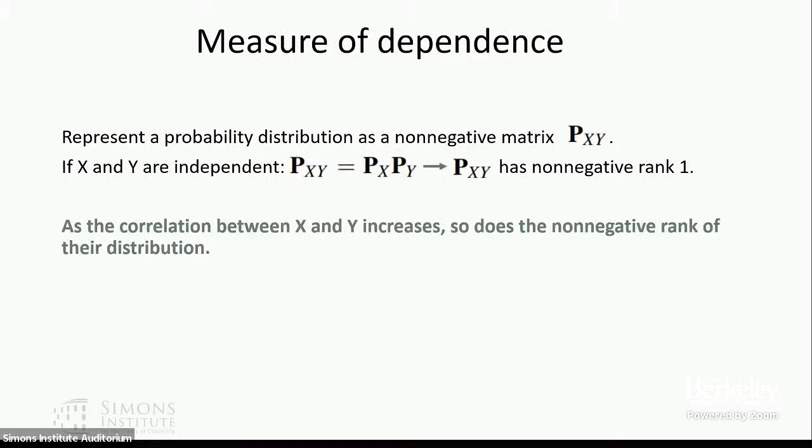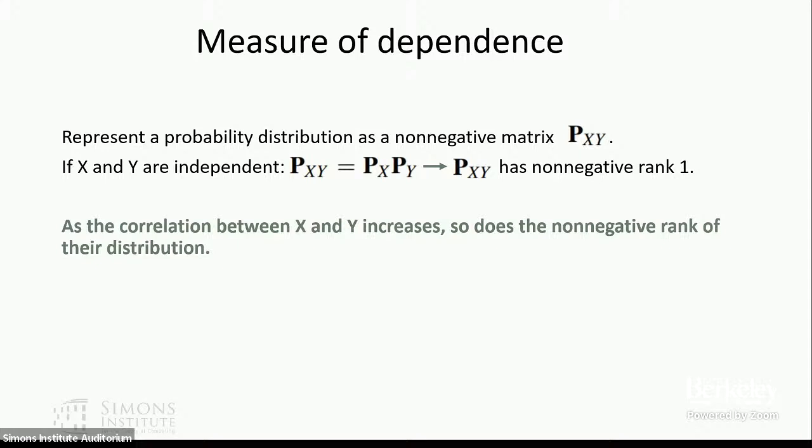Now, why is it interesting? Because it can be interpreted as a measure of dependence. It's a trivial observation that we can represent the probability distribution as a non-negative matrix, right? And if it's a probability distribution over X and Y, and X and Y are independent, then of course you'll have this factorization. In this case, the non-negative rank of this matrix is equal to 1. But as the correlation between X and Y increases, so does the non-negative rank of the distribution. So it can be treated as a measure of dependence.